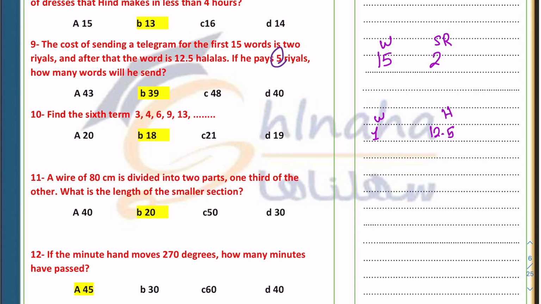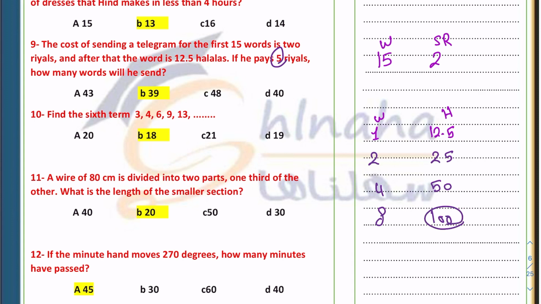I will double this amount. Yani 2 words will be 25 halala. 4 words will be 50 halala. 8 words will be 100 halala, which is 1 riyal.